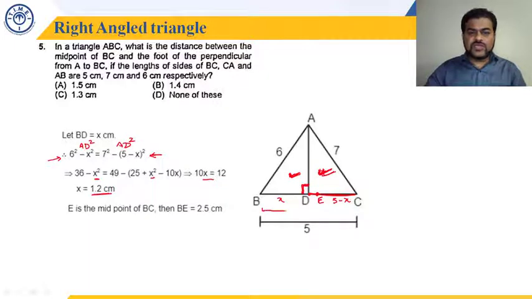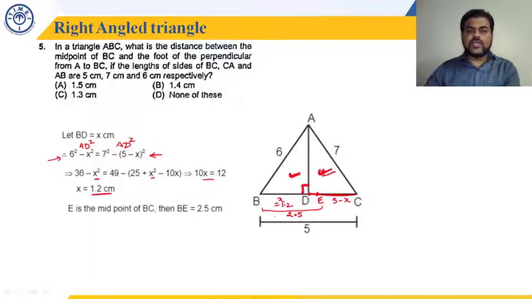So this BE is 2.5. Why 2.5? Because E is the midpoint of BC and the length of BC is 5. So BE must be 2.5, and we have just now calculated the value of X. The value of X is 1.2.